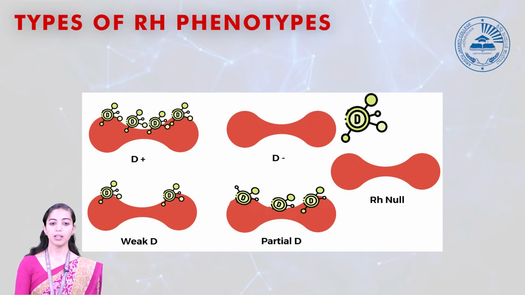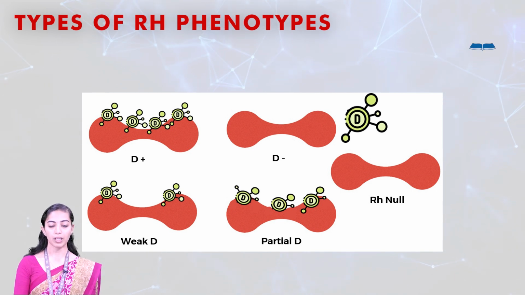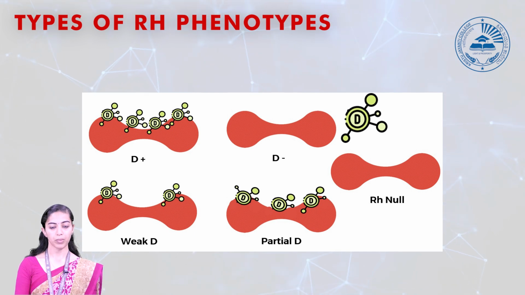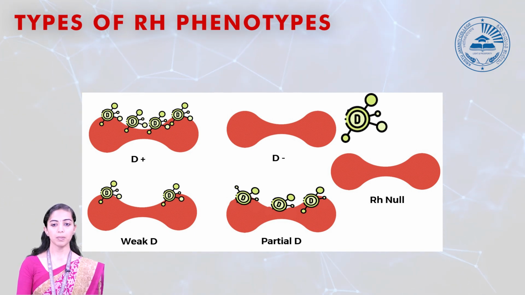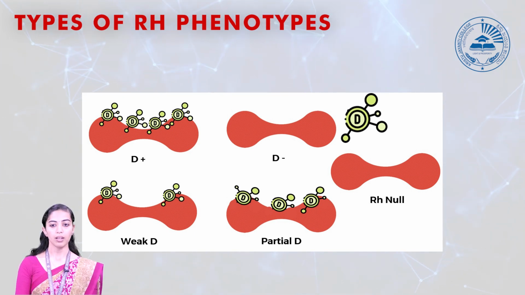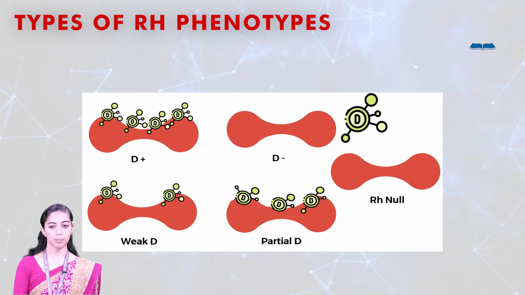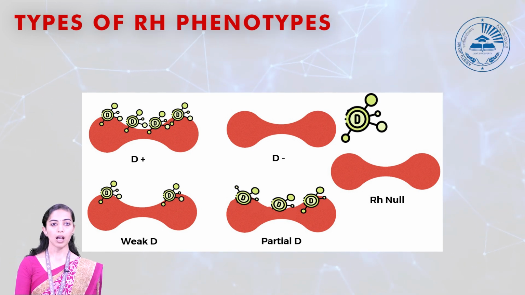If you have D antigens, but the number of antigenic determinants is very less, some will have 2, some will have 3, some will have none, then they are called partial D. Along with that, one more phenotype is there, which is called Rh null, where no Rh will be present on the RBC surface, neither D, C, or E. Such a condition is called Rh null.